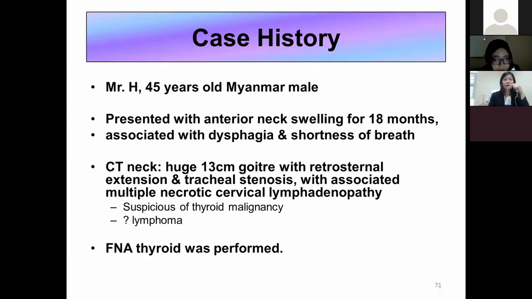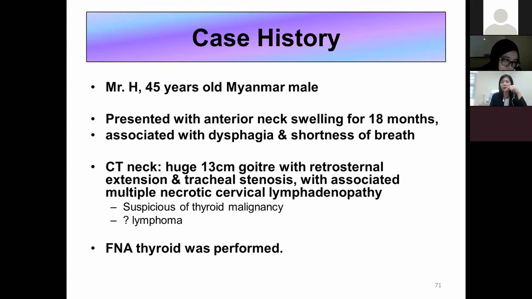Mr. H, a 45-year-old Myanmar male, presented with anterior neck swelling for 18 months, associated with dysphagia and shortness of breath. So it sounds like a very aggressive lesion. A CT scan was performed, showing a very huge thyroid, 13 centimeters, with retrosternal extension and tracheal stenosis associated with multiple cervical lymphadenopathy. So of course, in this context, you will suspect thyroid malignancy, or maybe a lymphoma.